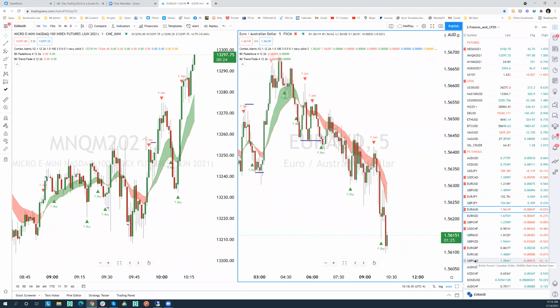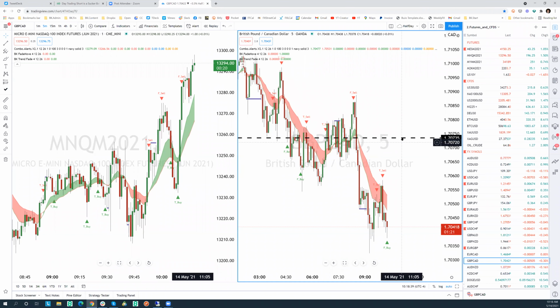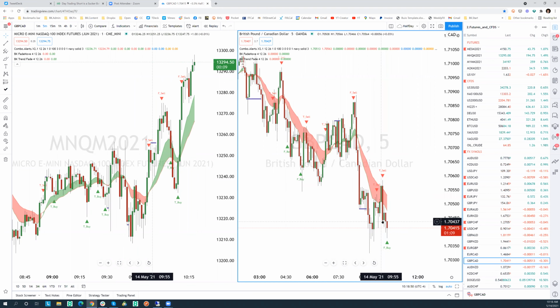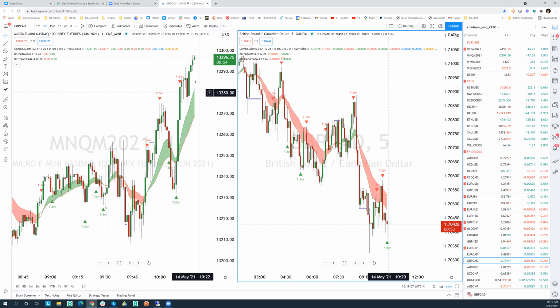What is this? Pound CAD is biased down. So pound CAD just a couple of minutes ago was a trend sell signal at the 44s, and it's already now in the 37s, right? So you already had a decent move here. Wow, this is just insane.